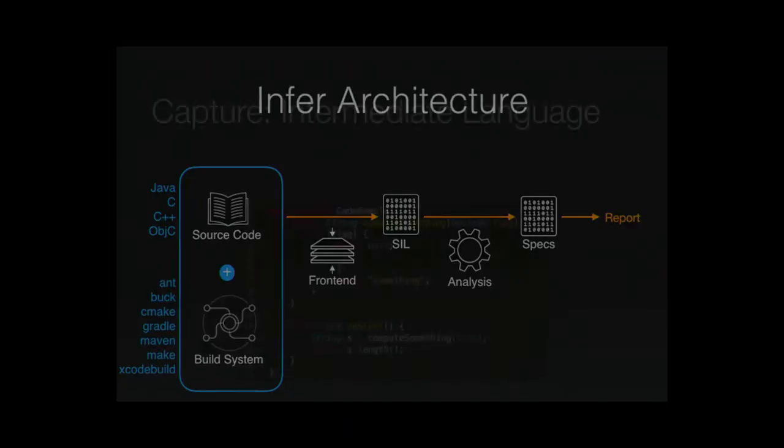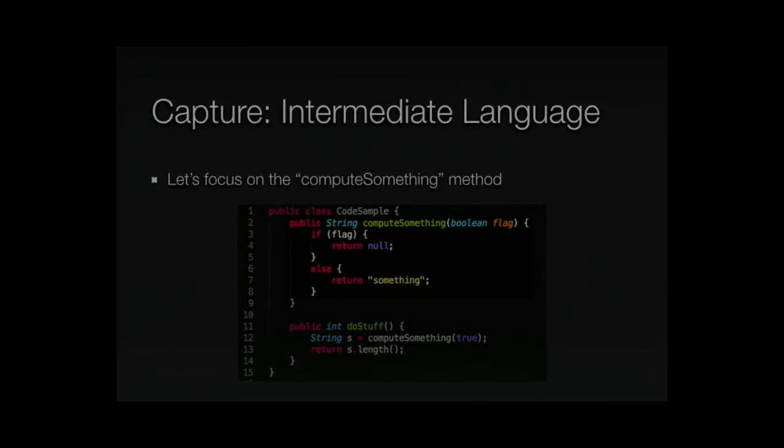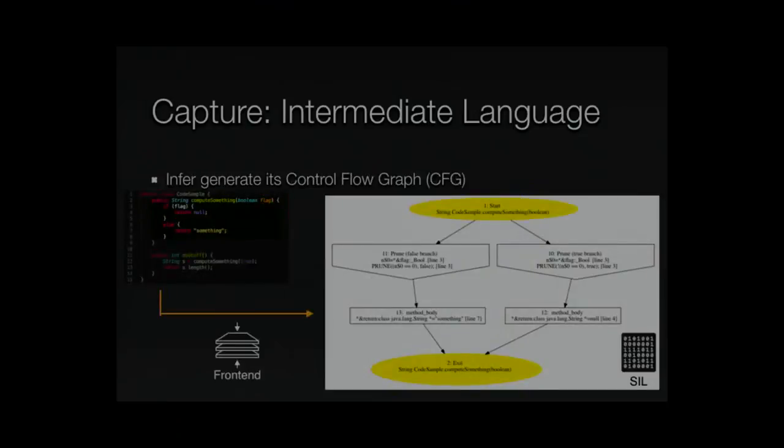So let's dig into the first step, the capture. So here's a simple Java class. Let's look at this method, computeSomething. It tests the flag passed as argument, and it returns either null or something. And the front end will translate this method as a simple control flow graph. So here, obviously you cannot read this, but what you can see is the two if branches, and these are the instructions in each branch. So it's just assigning the string. And then at the end, both branches join to the exit node.